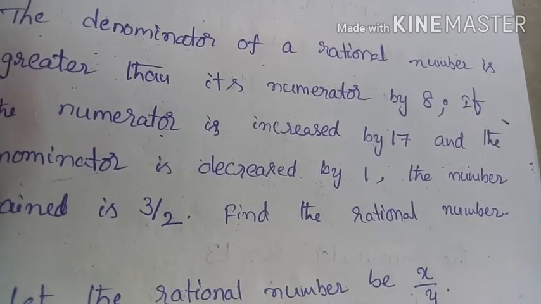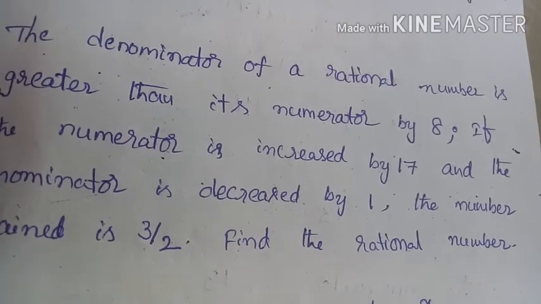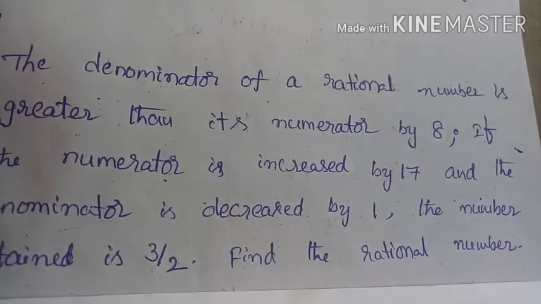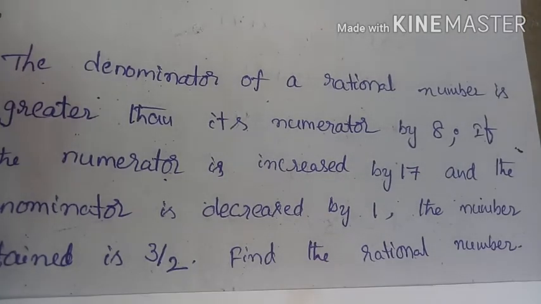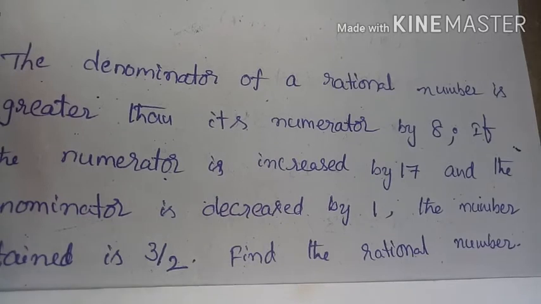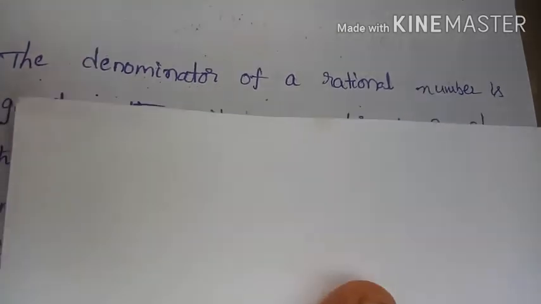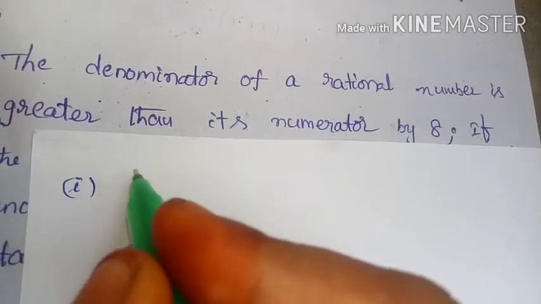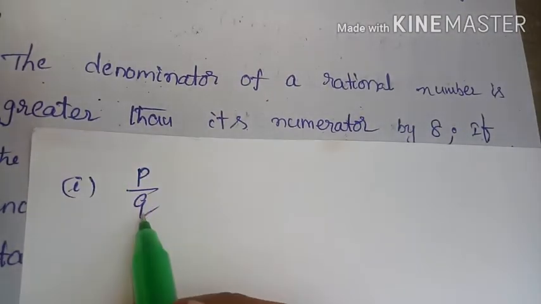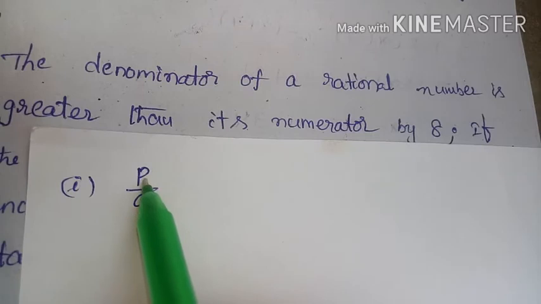Find the rational number. Okay, so first of all, we should get the clues given in the problem. Denominator and numerator, that means it is like a fraction. They said find the rational number. We don't know what that rational number looks like, so take it in p by q form, where p is the numerator and q is the denominator.